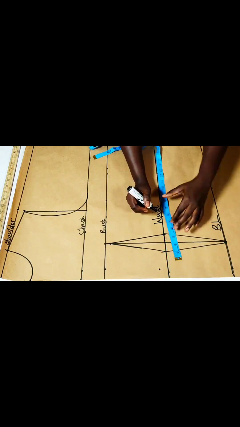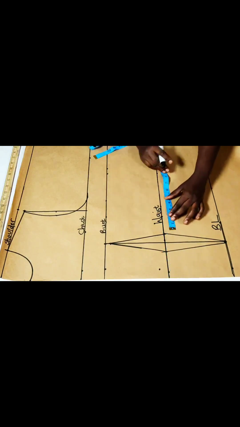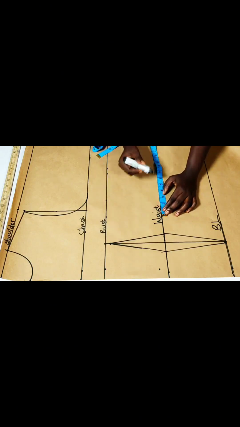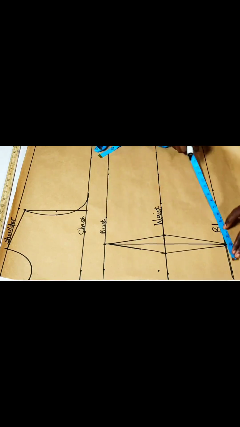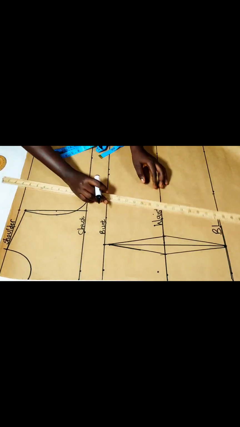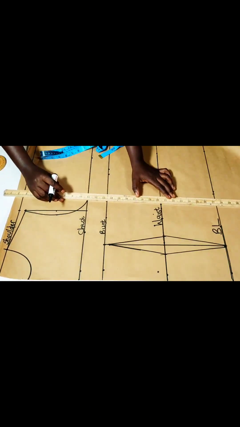Now to my waist. My waist is 30, divided by 4 is 7.5. I'm adding an extra 2 inches to it because of the dart intake, so that by the time I sew, my fabric will not get shortened. Then for my blouse length, you divide your hip by 4, and whatever you get, you place it on your blouse length line.